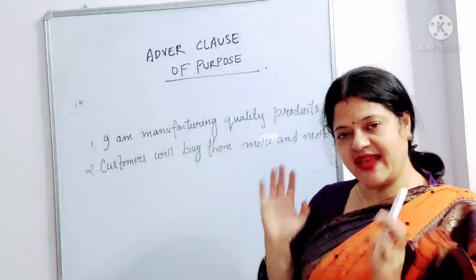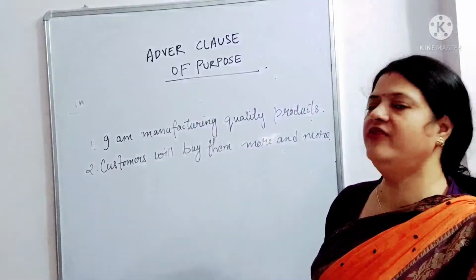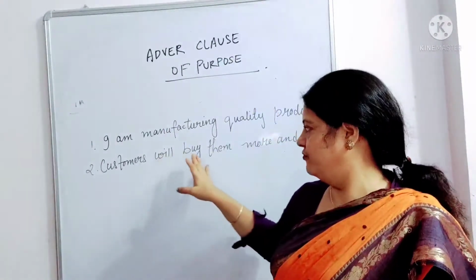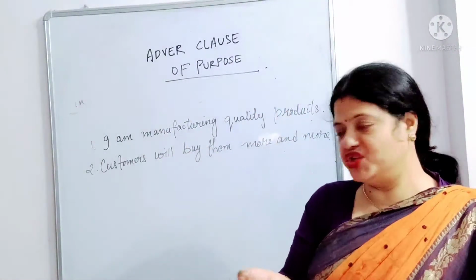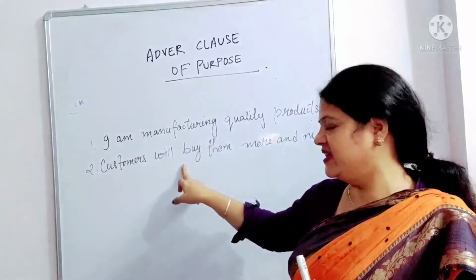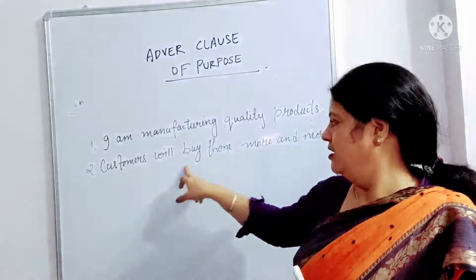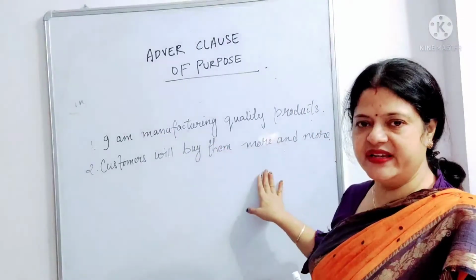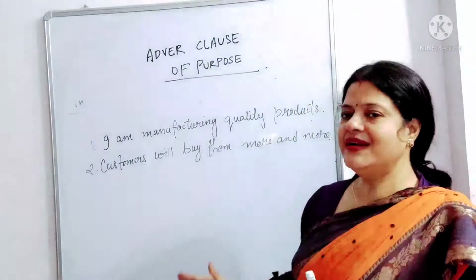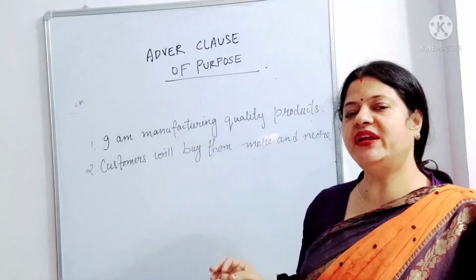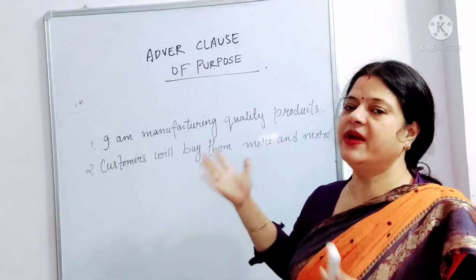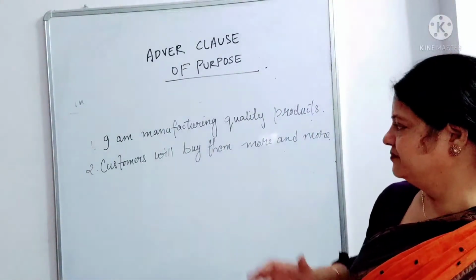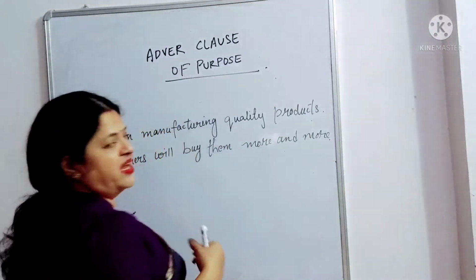So since this second sentence is showing purpose, we will put the conjunction "so that" in front of this sentence which is showing purpose. Till now it is, as I told you, a simple sentence. When we add a subordinating conjunction before it, it will become a clause. So it would be like this: I am manufacturing quality product.